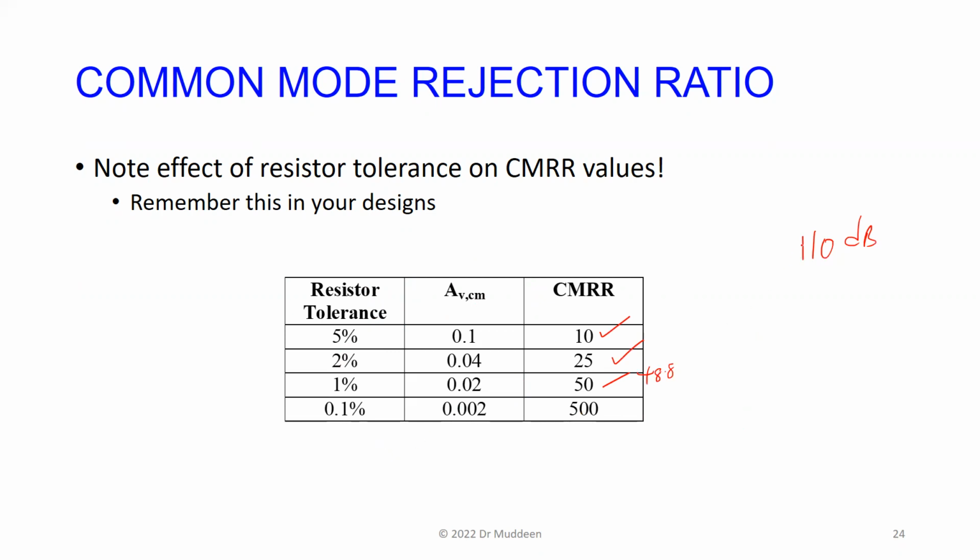With 0.1%, you will get the 110 dB if you want. The theoretical value is 500, but the op-amp could only give you 110. So if you want to get the full 110, you have to have resistors that are matching, or have a tolerance of plus or minus 0.1%, right? That is next to impossible to get easily.